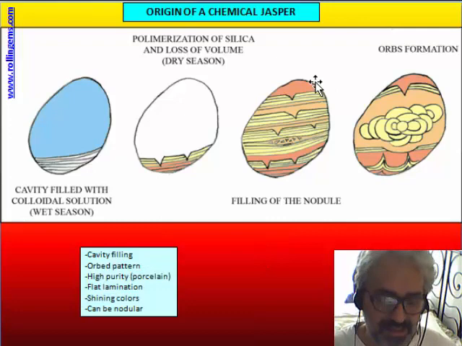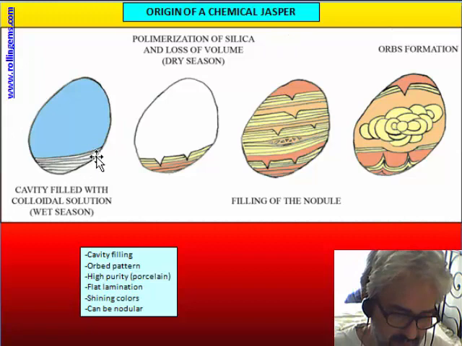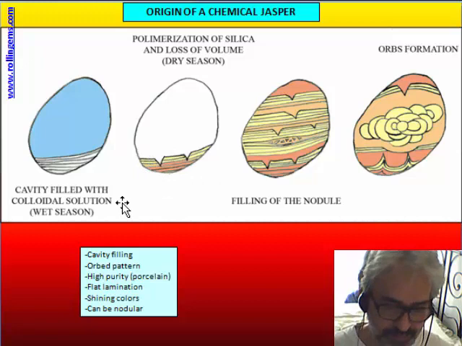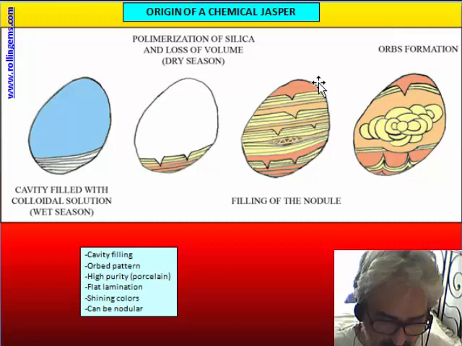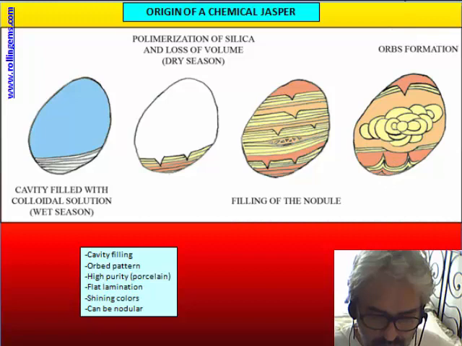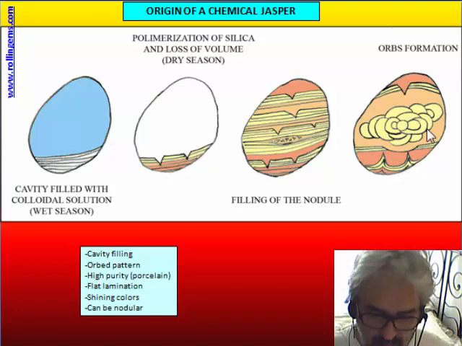Okay, this is a summary of the origin of a chemical jasper. We have the cavity filled with the colloidal solution, with the formation of lamina. This is in the wet season. In the dry season, the lamina dries up and makes a crack of desiccation and loss of volume. The repetition of this event makes the filling of the nodule, which can be complete or just partial. Secondary phenomena are plastic deformation with flame and lobe, deformation of orbs and the crack.